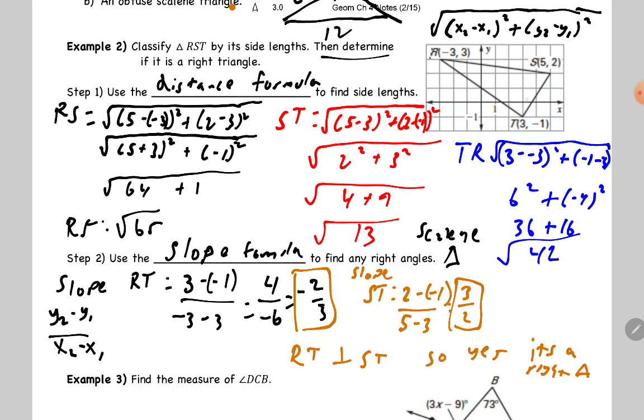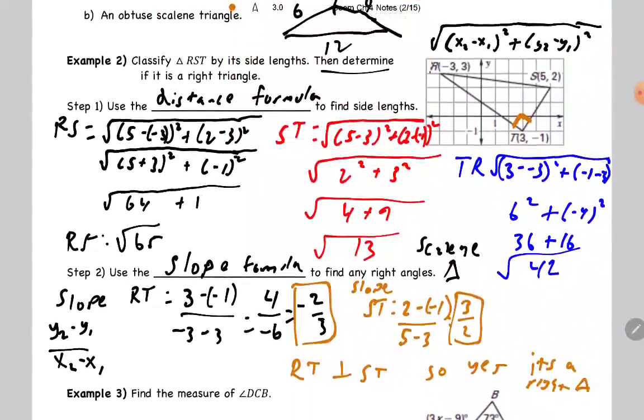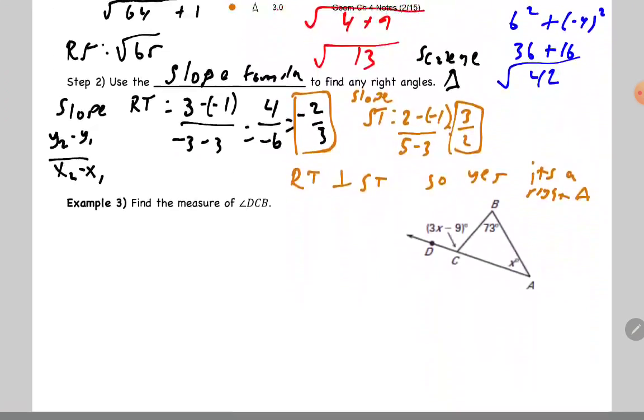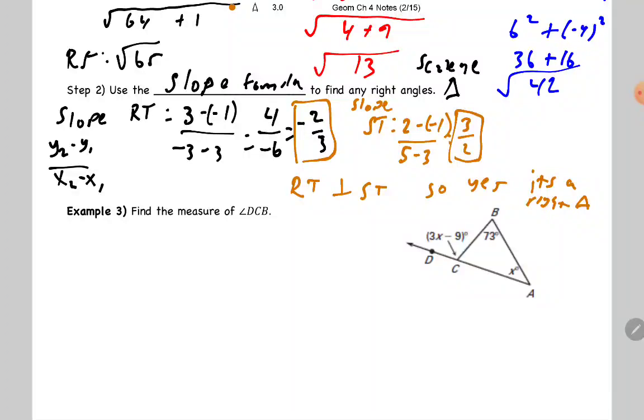And that would be here, RT, ST. So that would be this angle here on the picture. All right. A lot of work. If they put you on coordinates and they don't give you any distances, you have to find the length of each side if you want to classify a triangle by its sides. And then you have to find the slopes and see if two of them are opposite reciprocals to see if it's a right triangle. A lot of work.